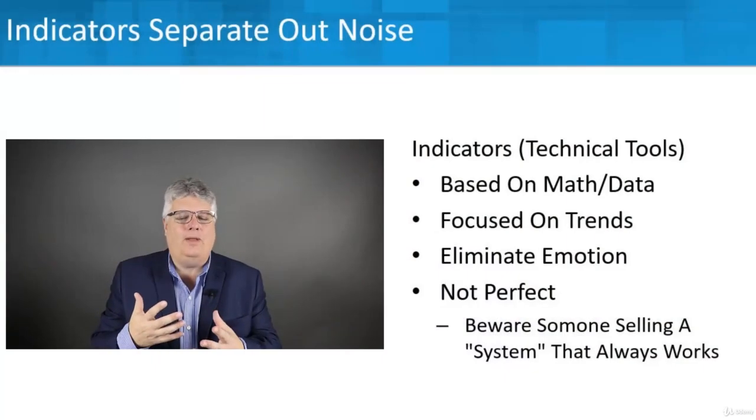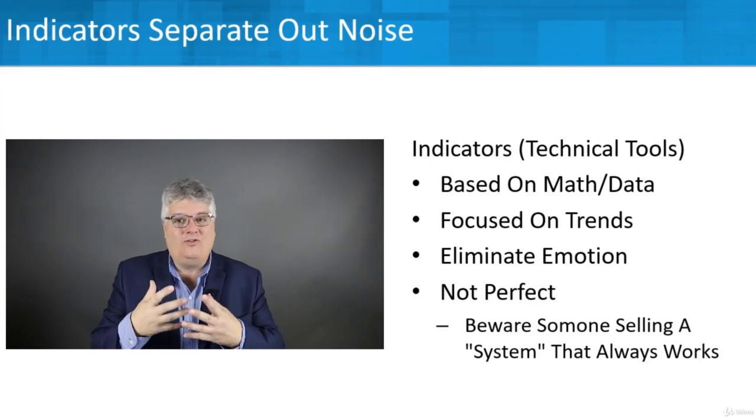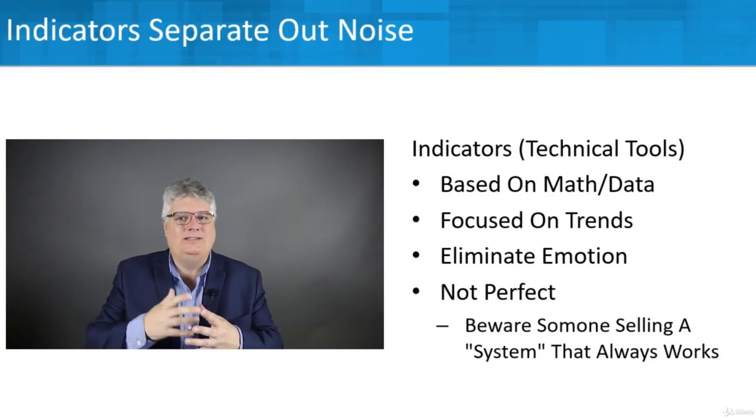And indicators are all based on things like math and data and trends. It's very focused on trends, of course. You want to anticipate trends and then make your decisions based on where things are headed, or where the trend is headed. And technical analysis and using indicators is also all about eliminating emotion.